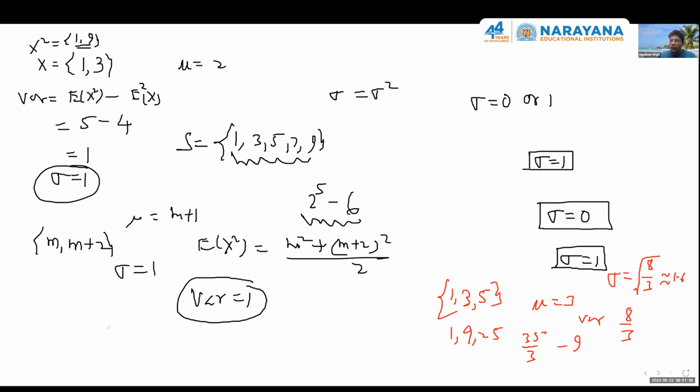Okay, so what will do then? 1, 3; 3, 5; 5, 7; 7, 9 will do. Others cannot do. Even if you increase more numbers, the variation will increase. Is that clear? Yes, sir.